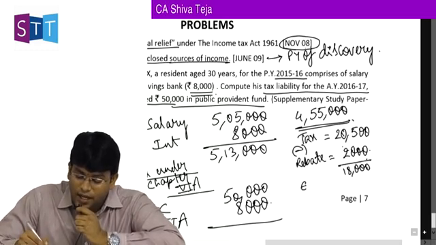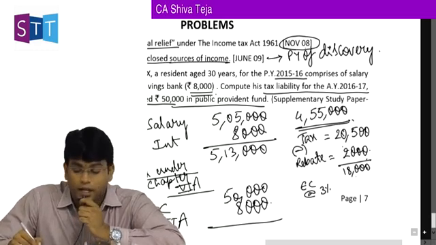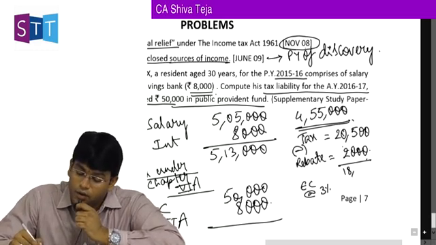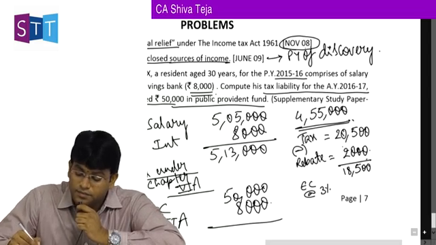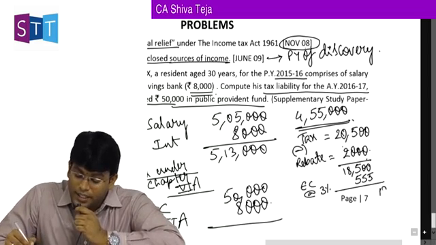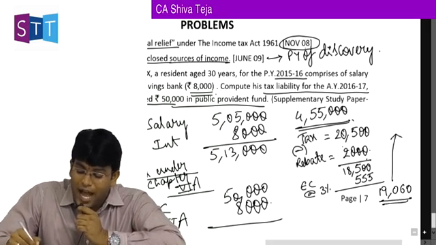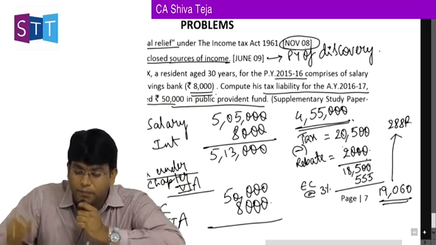To this we will add education cess at the rate of 3%. It comes to 18,500. Okay. What is this? 555. Final answer: 19,060. This is rounded off as per section 288B.